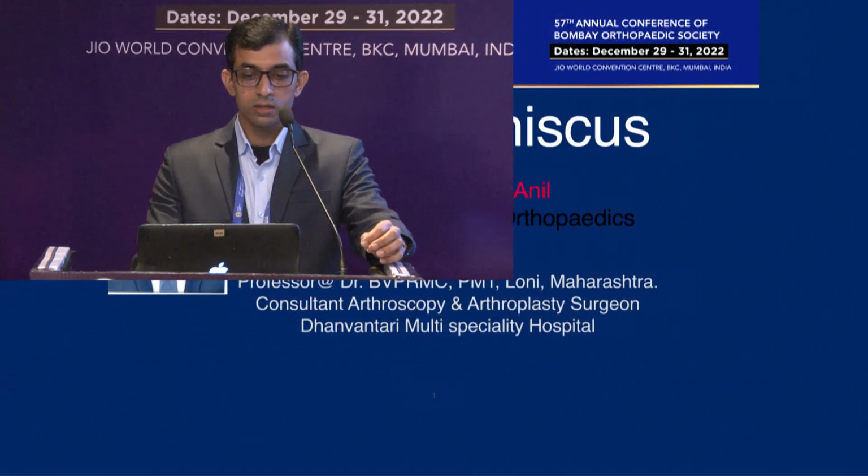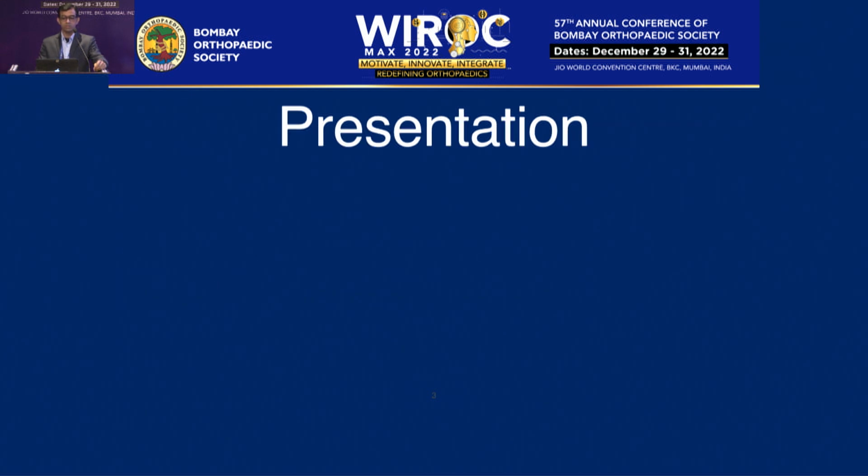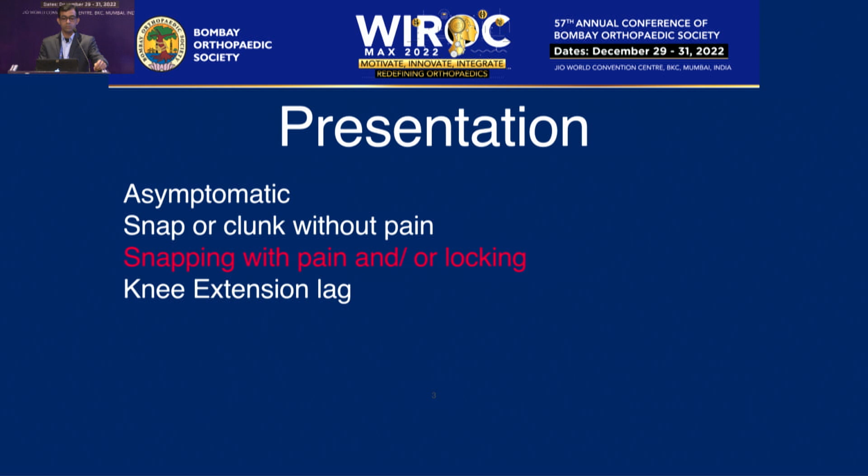I will start the session with the learning objectives for discoid meniscus, obviously the diagnosis, the clinical features of the discoid meniscus, classification, and what we do as surgery for the discoid meniscus. So how does it present? It can be an asymptomatic problem. Patients can have a snap or clunk without pain, which may not require any treatment, but snapping with pain and locking will definitely require some intervention.